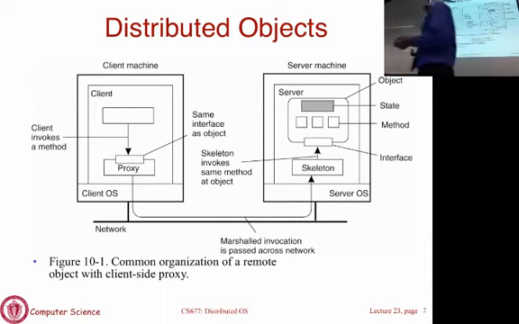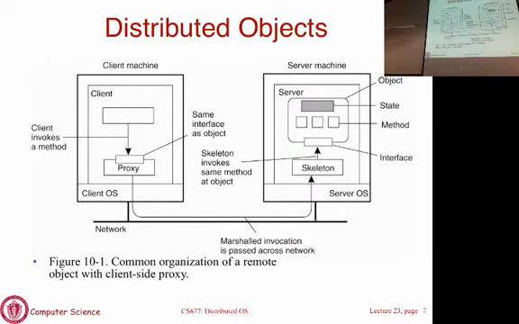So the distributed objects clearly are objects that could be remote, but the object itself may be distributed across multiple machines. It could be replicated across multiple machines. So you can think of an object which is some data and some methods on it. The object is distributed. Some of the data may reside on some machine, some other data may reside on another machine. Some of the code may be on one machine and some may be on another machine.